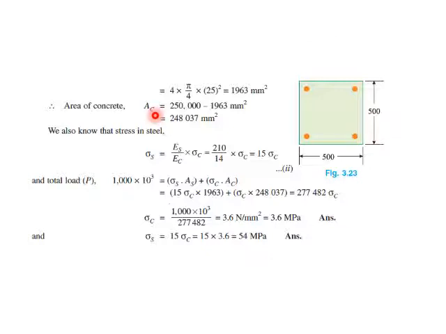So area for concrete is equal to 2,50,000 minus 1963. You will get this concrete area. Okay, next. You have many steps to proceed now. I have already discussed. After this you can write an equation.